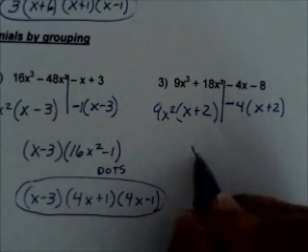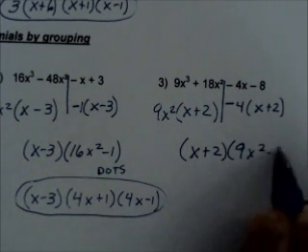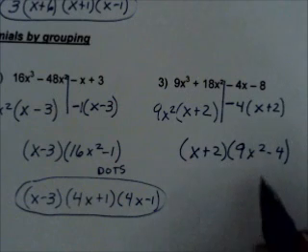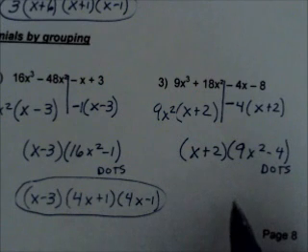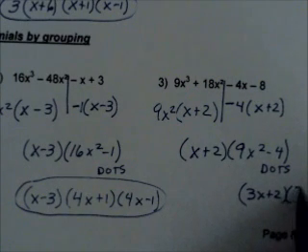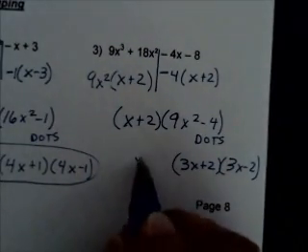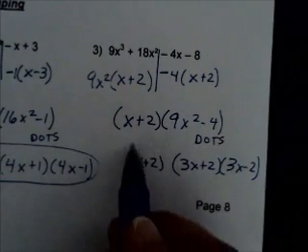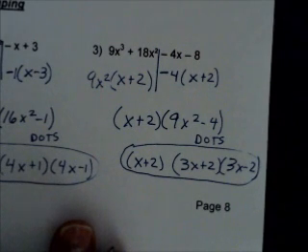So x plus 2 is one factor, and 9x squared minus 4, the other factor. Again, difference of 2 squares, it keeps coming up quite a bit on this page. So that factors into 3x plus 2 times 3x minus 2. And let's not forget the x plus 2 to bring that down. And there we have factoring by grouping. Whenever you're presented with a polynomial of 4 terms, right away you're thinking factoring by grouping.